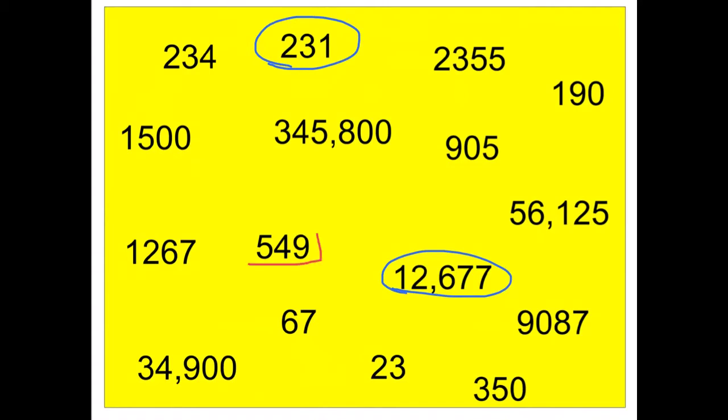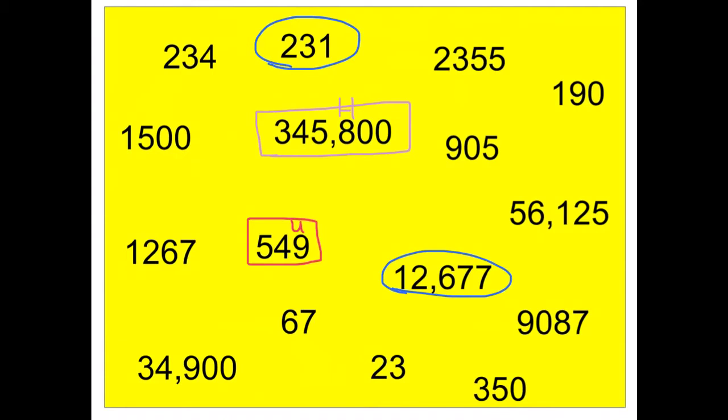And there it is, 549. It's got 9 in the units. Next question. Find a number that has 8 in the hundreds. 8 in the hundreds and write it down. And there it is. It's got 8 in the hundreds. 345,800. 8 in the hundreds.